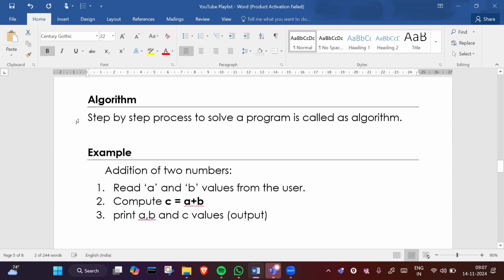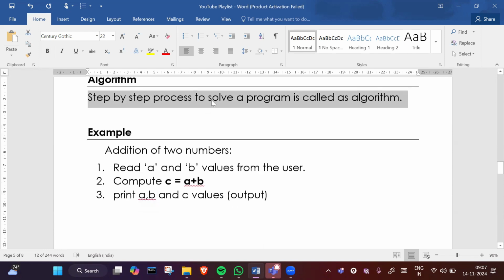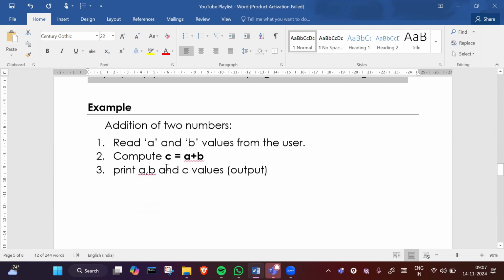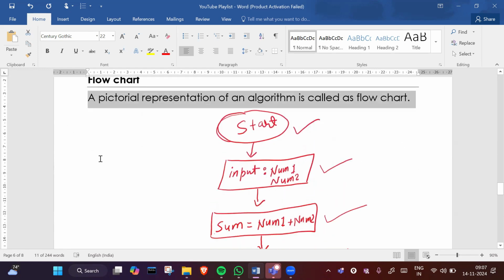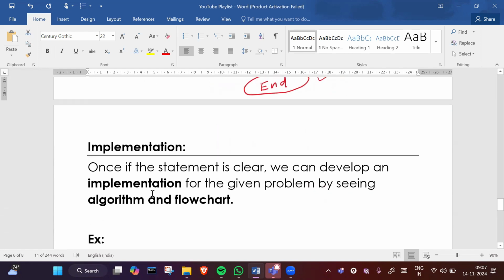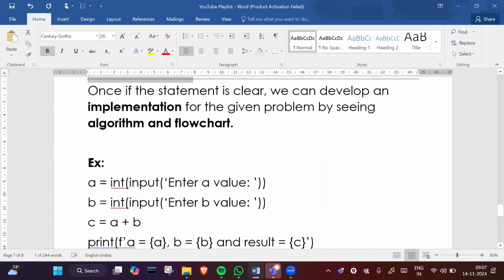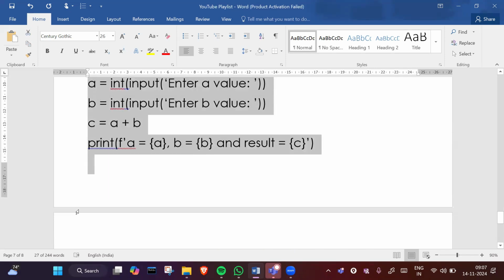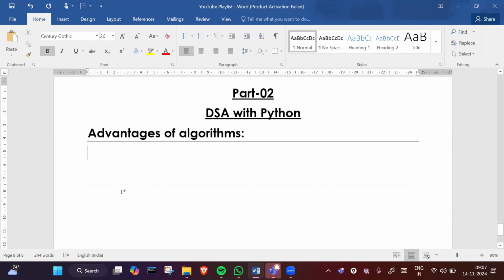And then we have seen what is algorithm. This is a step-by-step procedure, a step-by-step process to solve the problem. And we have seen flowchart. What is flowchart? Pictorial representation of an algorithm. And then we have seen implementation part, how we can convert flowchart into implementation. Now let's see advantages of algorithm.